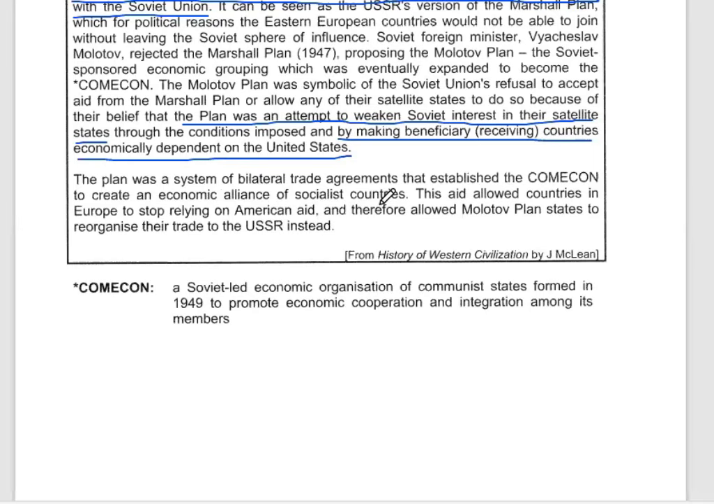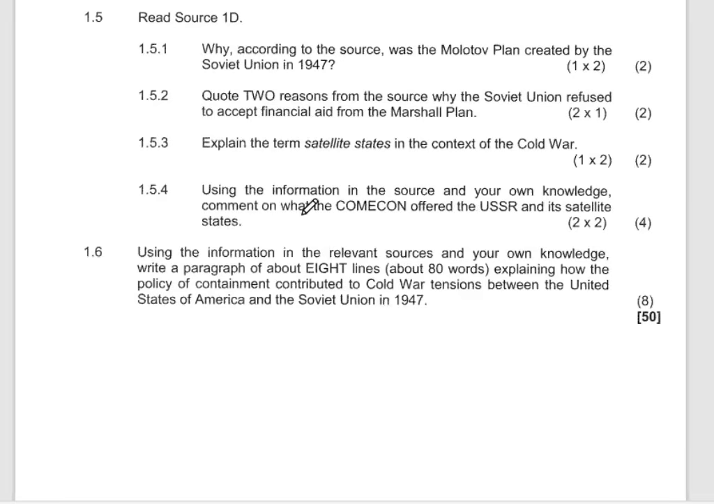So they did not accept it because it was going to weaken their interest in their satellite states. And also, it was making beneficiary countries become economically dependent on the US. By being economically dependent, it also meant that the US was going to impose its ideology on those countries, because already they were falling prey to the assistance by the USA. So those were their arguments against the Marshall Plan. That is why they could not accept the Marshall Plan for those 2 reasons.